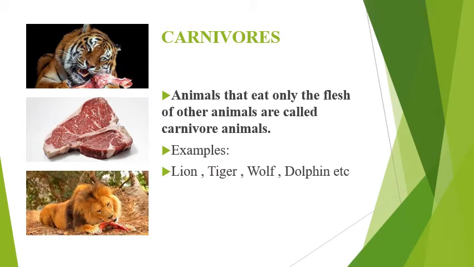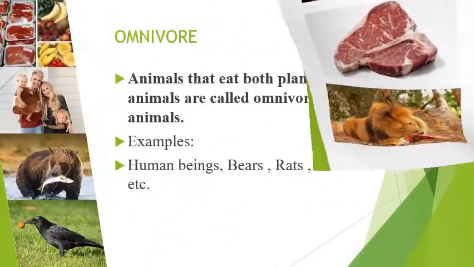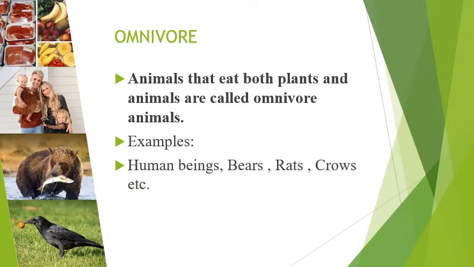Animals that eat only the flesh of other animals are called carnivores. Examples of some carnivores are lion, tiger, wolf, and dolphin. Some animals eat both plants and animals, and they are called omnivores.